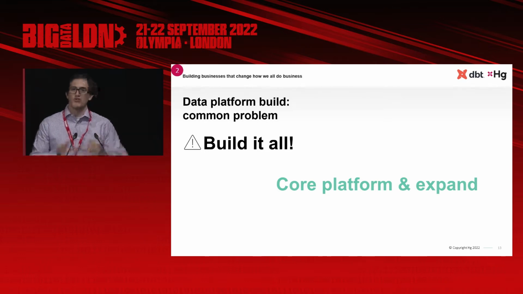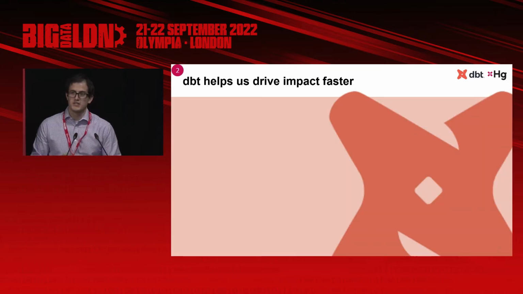But to start with, think about the core platform you need for those first use cases to deliver on. As I mentioned, we typically see that most data engineering time in a typical data project is spent working on data transformation. And we now have over 10 HG portfolio companies successfully leveraging DBT for this. So I wrote in the top left of the slide, DBT helps us drive impact faster.